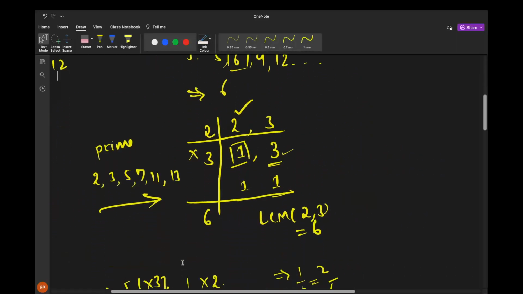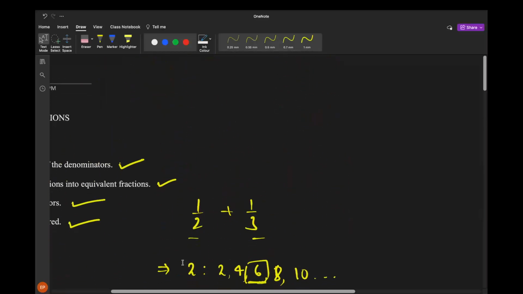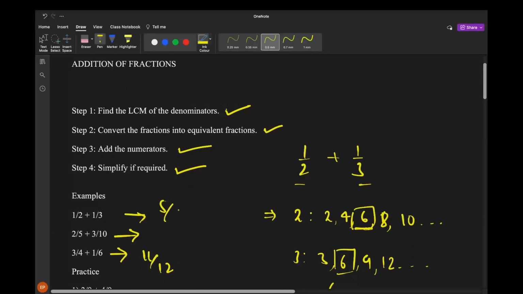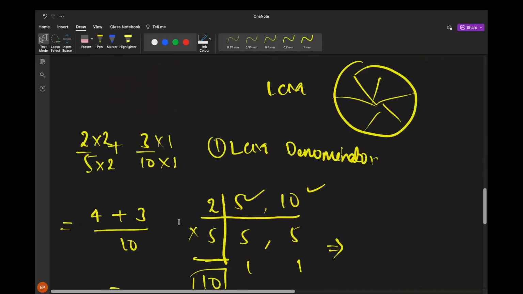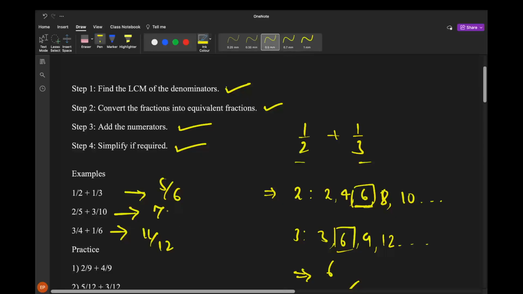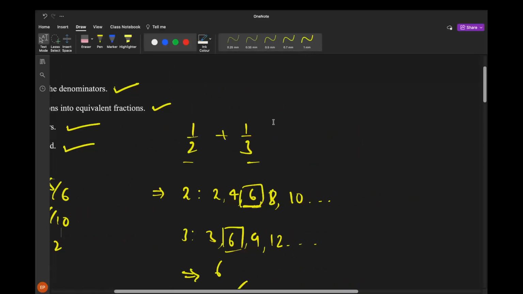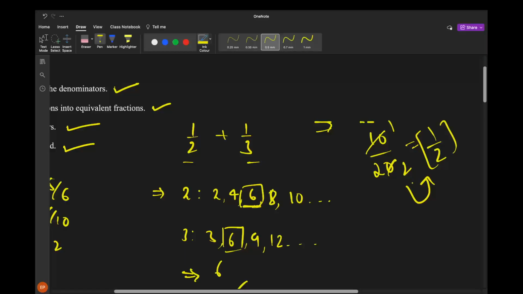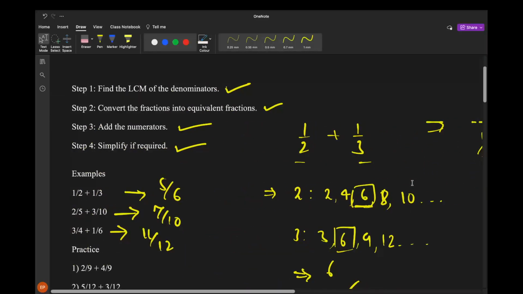This is 11 by 12. What about 1 by 2 plus 1 by 3? The answer was 5 by 6. What about 2 by 5 plus 3 by 10? It gave the answer 7 by 10. Suppose after addition I got 10 by 20. We can simplify because the HCF of both numbers is not 1. So we can divide: 10 1s are 10, 10 2s are 20, like that 1 by 2. This is the simplified form. Again, if we can simplify, just divide and make it simplified.